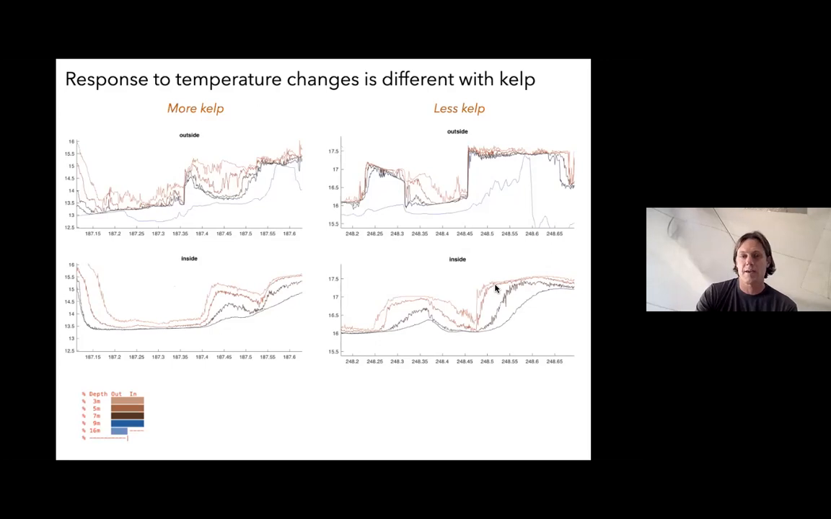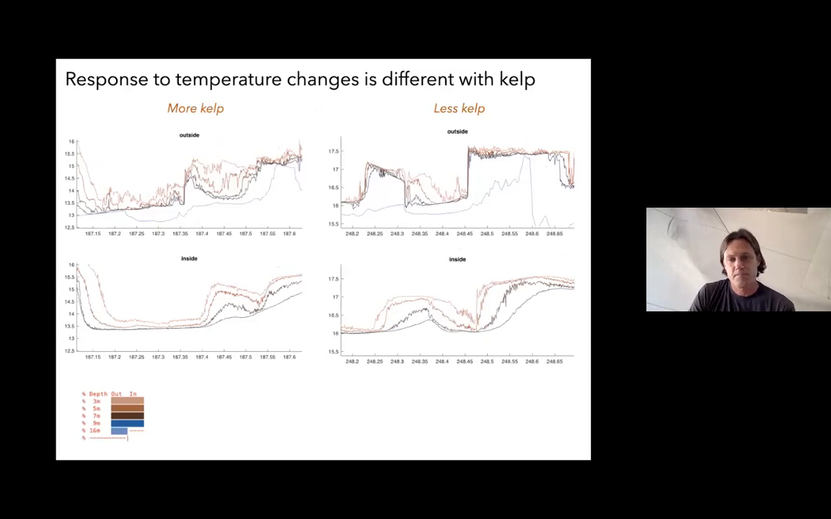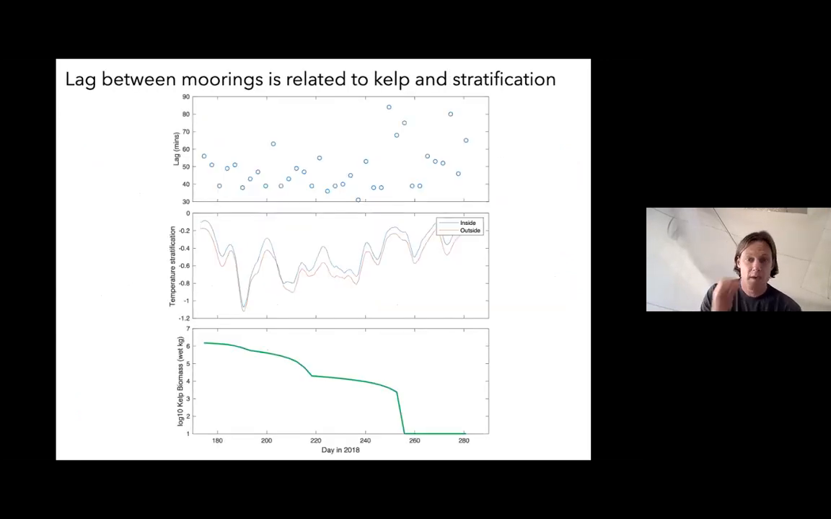So this is the exact thing that we're hoping to see: that there's a change in temperature, and the response inside the forest and outside the forest are different. So we can take this shift in time series, or this lag in the temperature signal through time, and we can compute and estimate a lag where there are sharp changes.